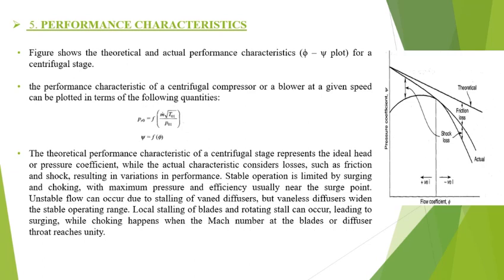The theoretical performance characteristics of a centrifugal stage represent the ideal head or pressure curve, while the actual characteristics consider losses such as friction and shock, resulting in variation in performance. Stable operation is limited by surging and choking, with maximum pressure and efficiency usually near the surge point. Unstable flow can occur due to stalling in vaned diffusers, but a vaneless diffuser widens the stable operating range. Local stalling of blades and rotating stall can occur, leading to surging, while choking happens when the Mach number at the blade or diffuser throat reaches unity.